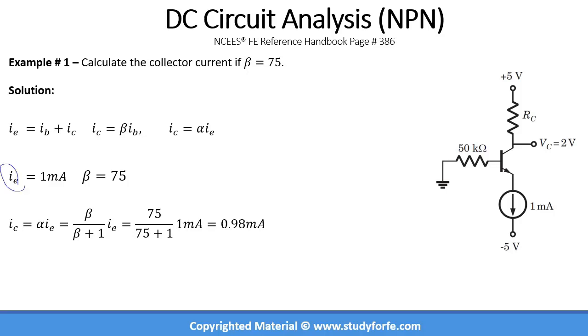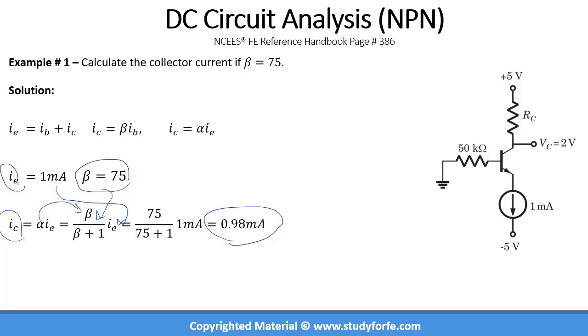So we know IE and we know beta, and we know that alpha can be expressed in the form of beta. So we can easily figure out IC. Remember I told you that alpha is equal to beta divided by beta plus 1. So you basically substitute the value of beta in here, you substitute the value of IE in here, and that will give you your IC. And IC is equal to 0.98 milliamp.